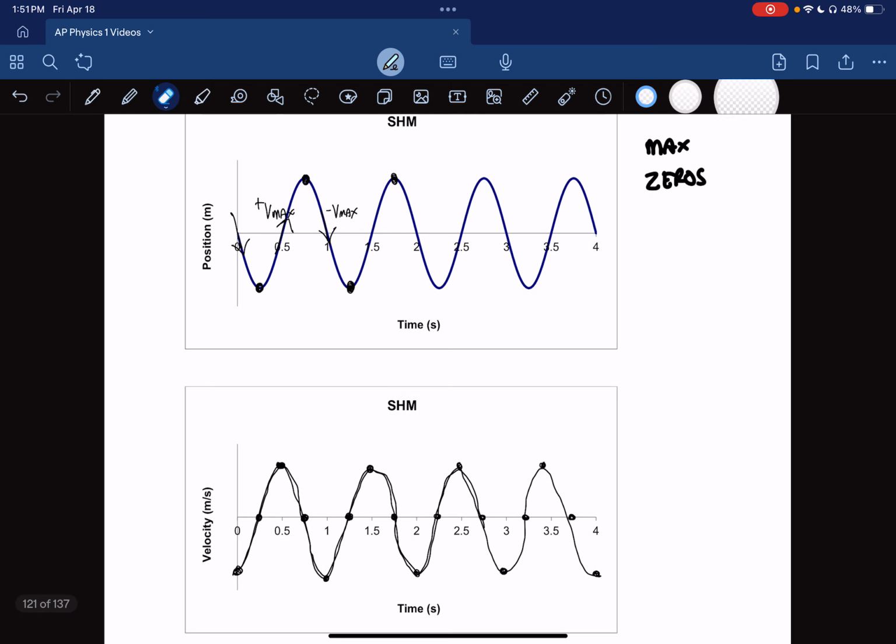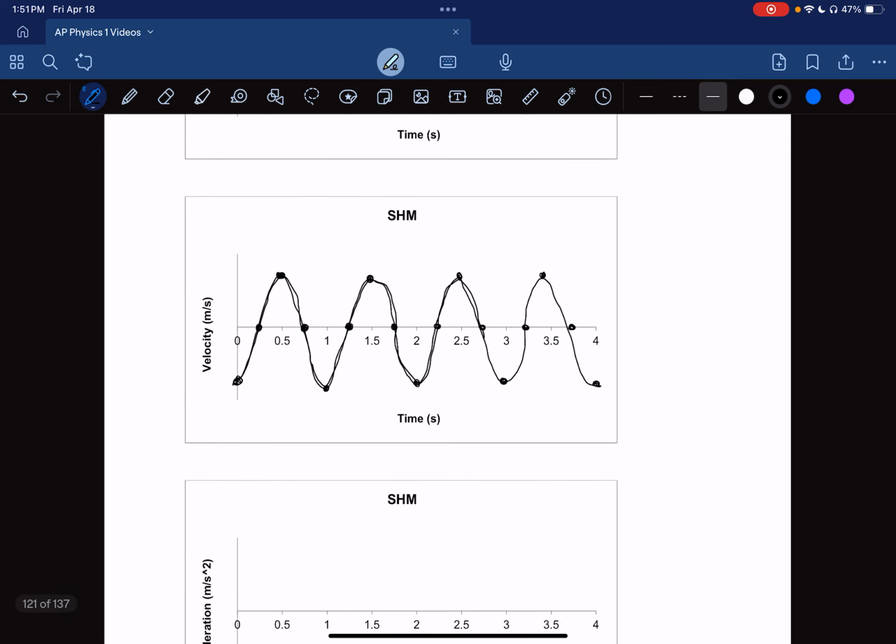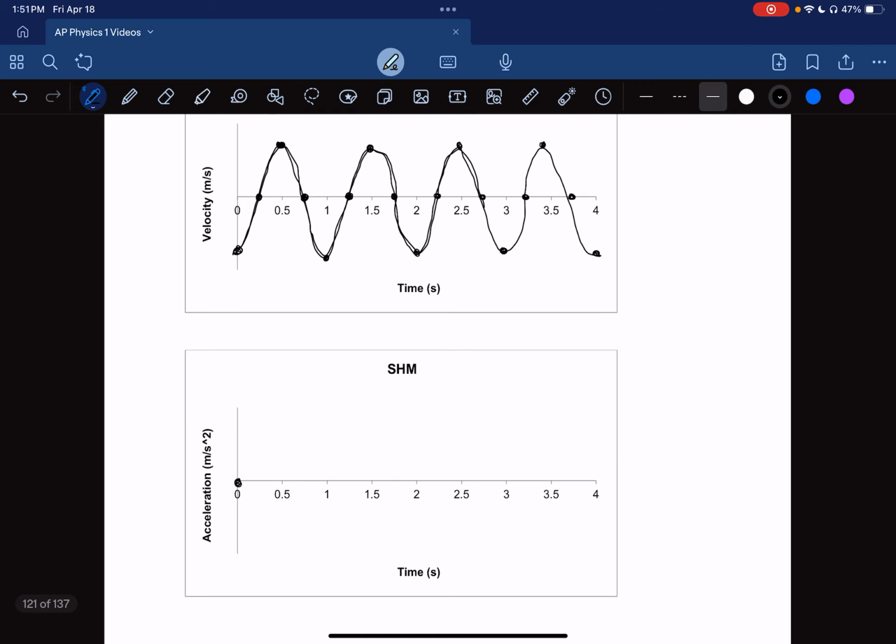Cool. Now let's create the acceleration graph. Again, we'll look for maximums and zeros. The acceleration is at a maximum. Well, let's talk about the zeros first. Here's a 0, here's a 0, here's a 0, because the acceleration is 0 at 0 position, at the equilibrium position. So we'll put a 0, a 0.